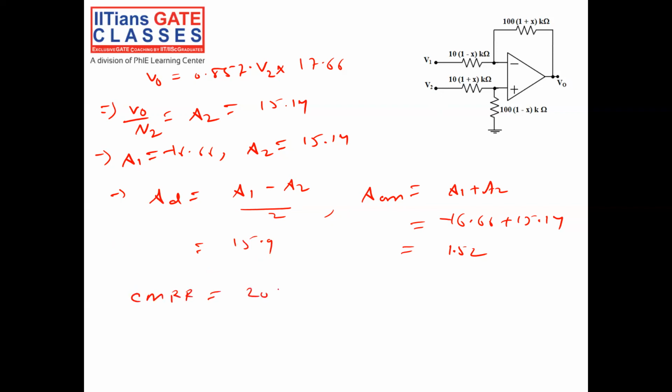So what is now CMRR? CMRR is 20 log of AD by ACM. So 20 log of 10.9 divided by 1.52. So we got 40.4 dB. Okay, so the answer should be 40.4 dB.